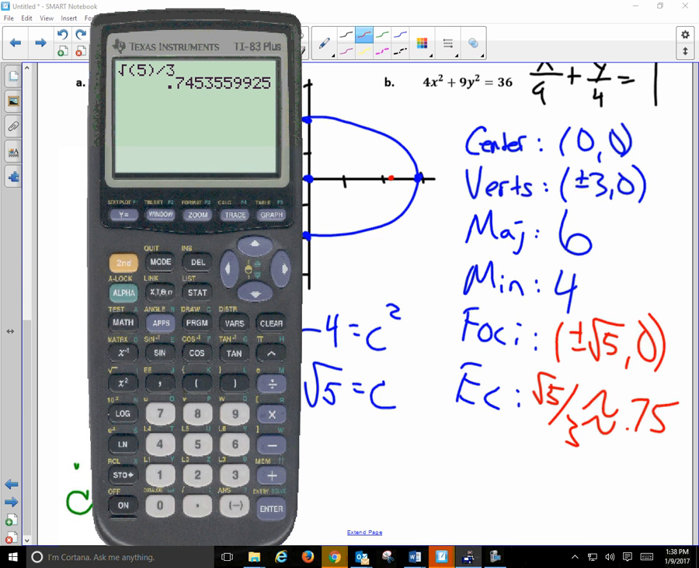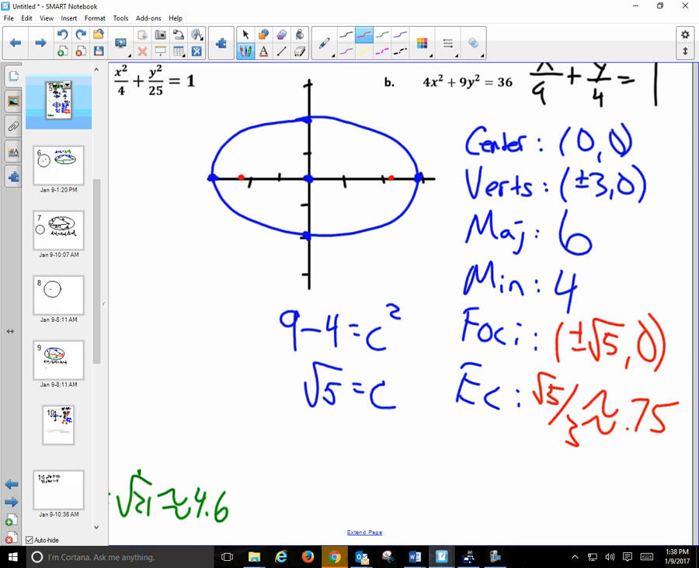What do you think? Let's shift them. We'll do 2 more examples. We'll be done for the day.